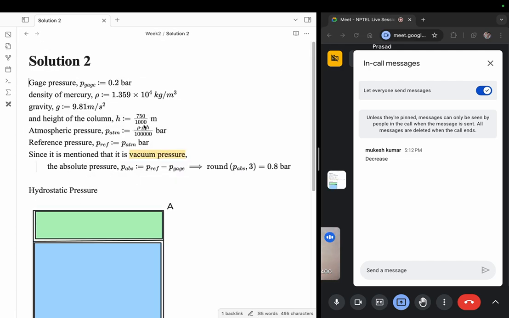And why is the 10 power also written? That 1000 in the denominator is just to take care of the unit. The height is 750 mm, right? That I converted into meter. Rho is in kg per cubic meter, everything is in SI unit. So this entire thing will be in Pascal. But I'm just writing bar here. So to convert from Pascal to bar, I have to divide it by 10 power 5. Okay.